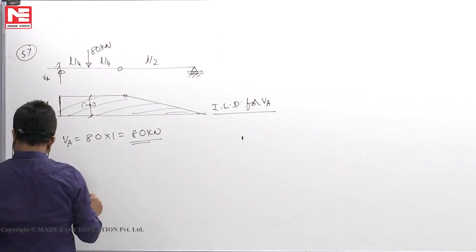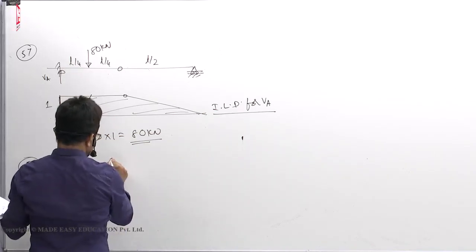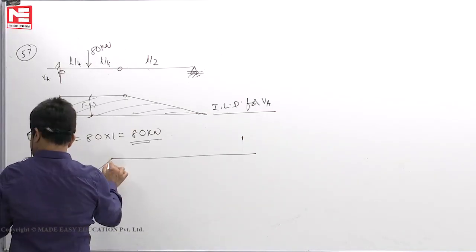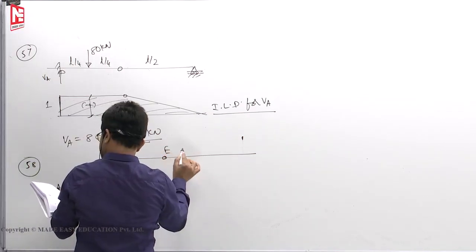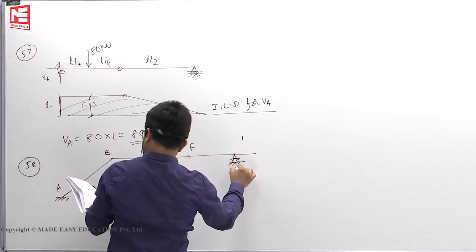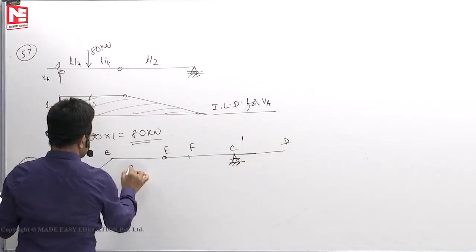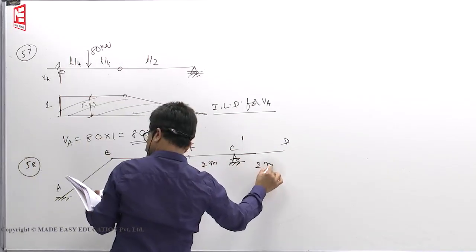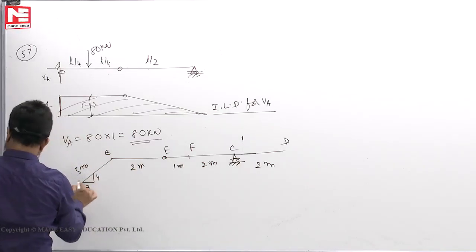Now you see the ordinate at point E of the influence line diagram for MA. So something like this is given. It's fixed here. This point let us say A, B, somewhere here E, F, C, D. Now this is 2 meters, 1 meter, 2 meters, 2 meters. This is 5 meters. 3, 4. This is 4, this is 3.